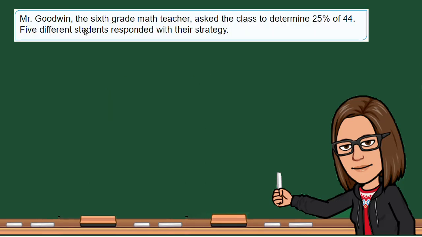Mr. Goodwin, the 6th grade math teacher, asked the class to determine 25% of 44. And then I don't have the 5 different students' responses. That's going to be in your book. So I'm just going to show you two different ways that I would do it. The first way is algebraic. I'm going to explain how algebraic works, and then you can choose this way or you can choose the other, which is going to be the part over whole. So let's go through the algebraic one first.